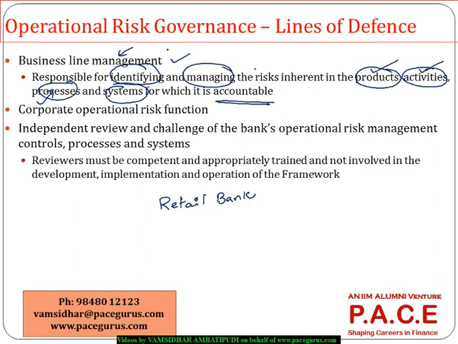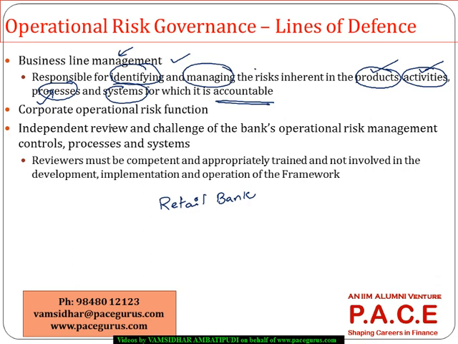Then we are talking about the next layer of defense, called the corporate operational risk function. This is an independent operational risk department or function that is present in the organization, which is slightly secluded or isolated from the normal regular day-to-day operations of the bank. The prime function of that particular department is to assess, measure, and monitor the operational risk activities. So it oversees the business line management as far as the operational risk activities are concerned.